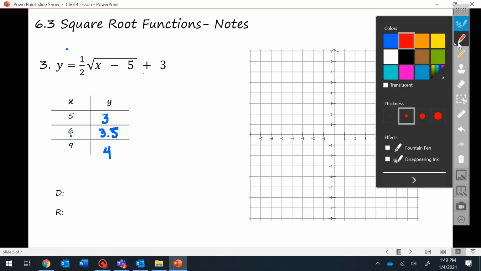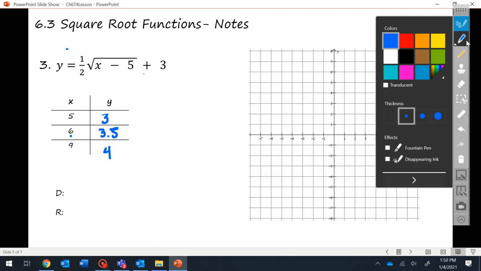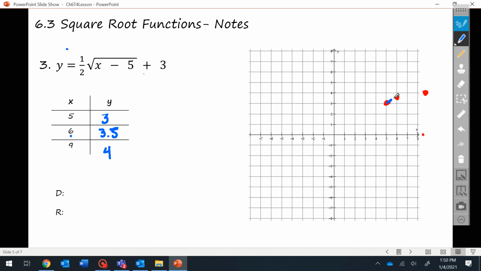Alright, so let's graph all of these. We got 5 comma 3. It's our starting point. 6 comma 3.5 is right here. And then 9, which is off our chart, it's like right here, comma 4, that's going to be like right here. Don't have to be exact, we just need to be somewhere near it. Okay, so something like that.